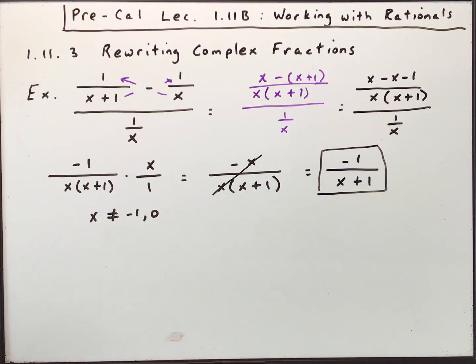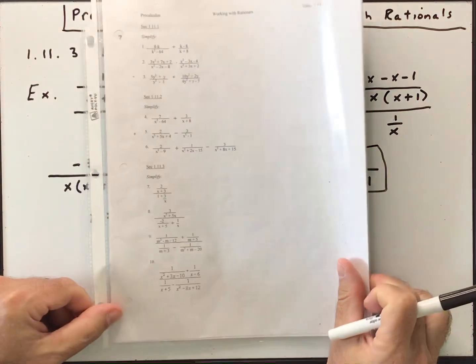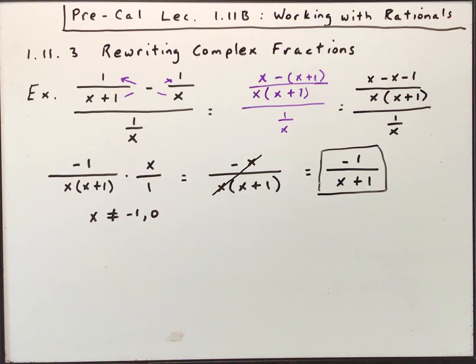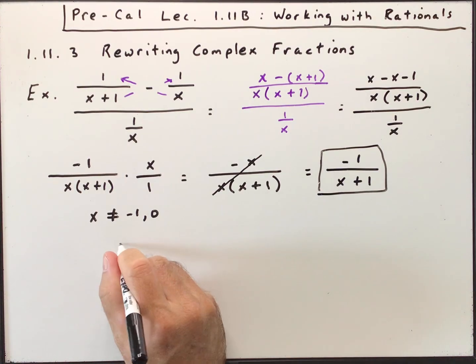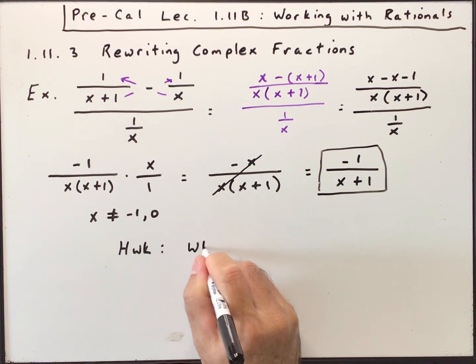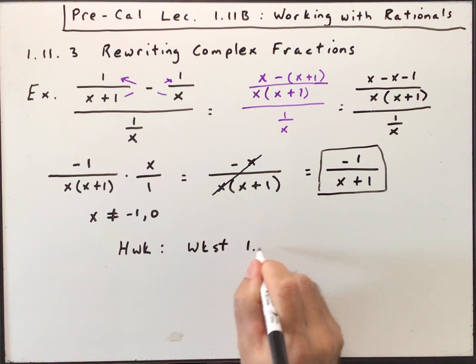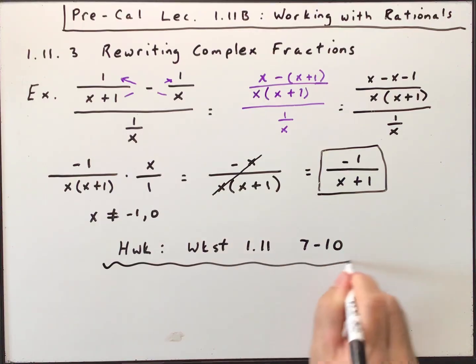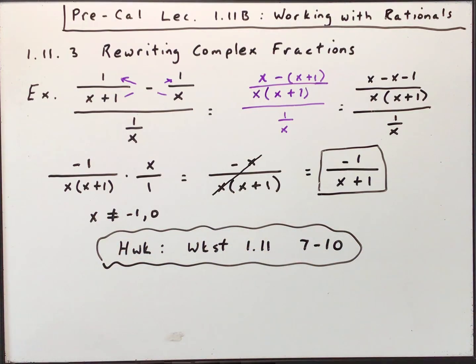All right, your homework is to finish up worksheet 1.11, do 7 through 10. They look a little nastier, but you can do them. Just take your time. So our homework is going to be worksheet 1.11, 7 through 10. If you need to do those on the back of the worksheet or on your own paper, that's totally fine. You don't have to squeeze them into those little spots. All right, good luck on that. I'll talk to you on the next one.